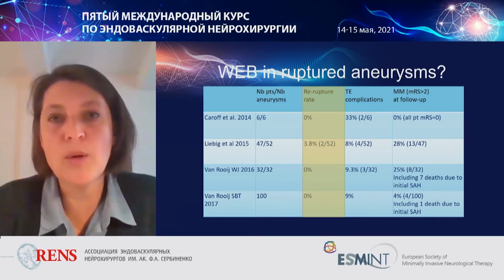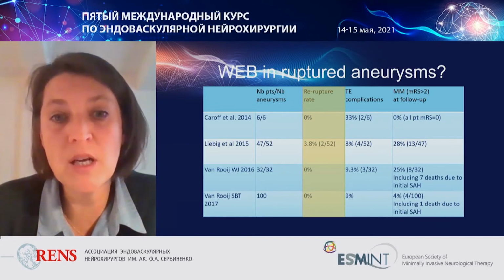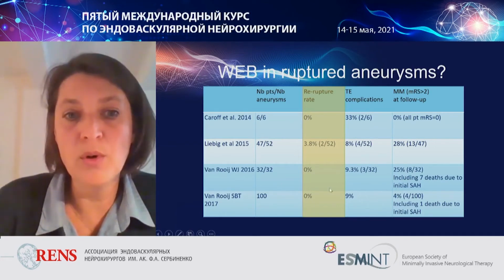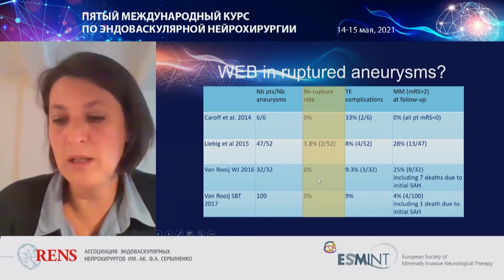But what about ruptured aneurysm? We have a few retrospective studies, and as you can see, a small number of patients, but mostly without any re-rupture during the control, except in this series of 2 patients facing a rebleeding.